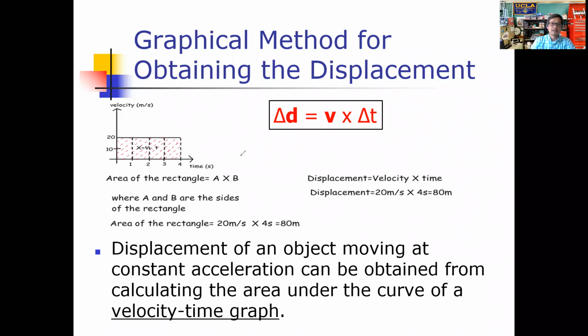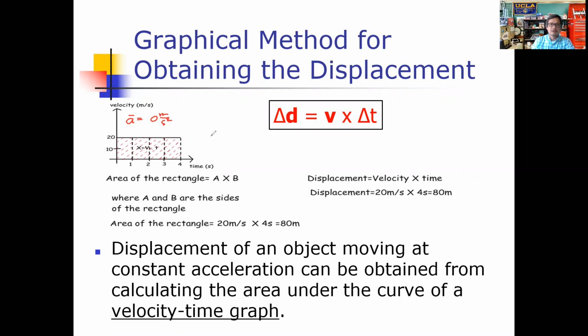Okay, so we have velocity and time. I want to quickly do a dimensional analysis of what we have here. Here we have an object moving at constant velocity. So the acceleration here is going to be 0 meters per second squared. We have an object moving at a constant velocity of 20 meters per second.